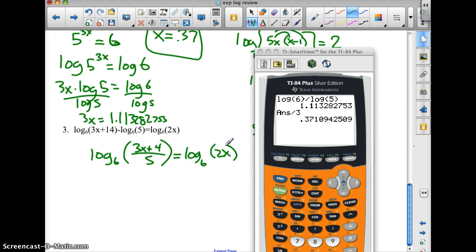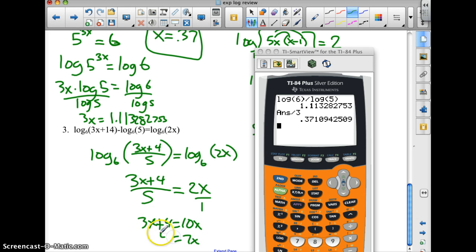Now in this case, I have the log equal to log. I can drop the logs off. The only way this can be equal here, like we've stated, is if 3x plus 4 over 5 is in fact equal to 2x. I can put that guy over 1, and now I can just cross multiply. So I'm going to get 3x plus 4 equals 10x. I'm going to subtract 3x from both sides, so I get 7x equals 4. And then my final answer is x equals 4 over 7.